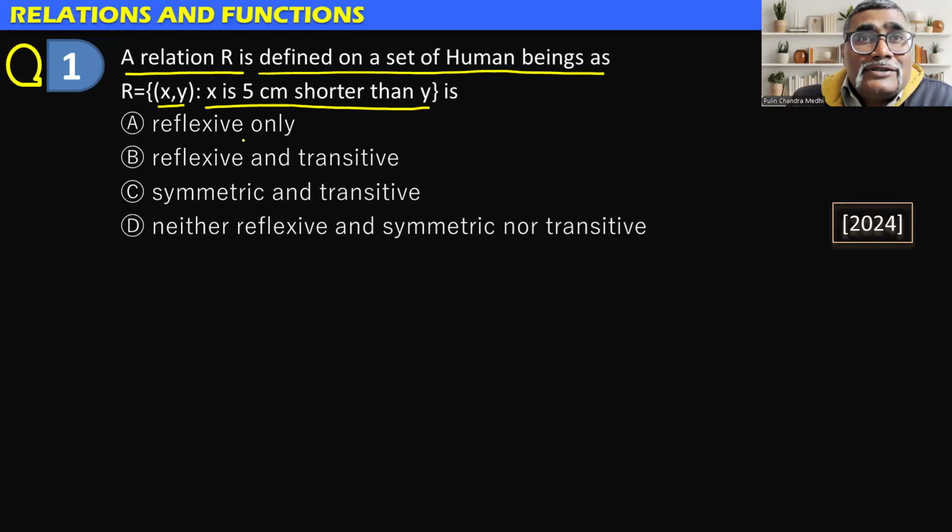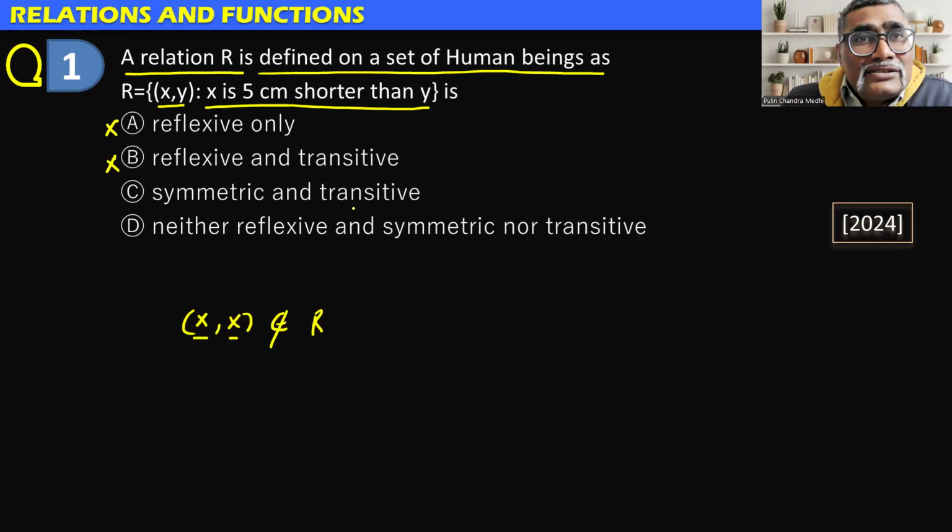Now you have to justify which will be true. It's very clear that (x, x) cannot be in R. Why? Because one person himself or herself cannot be 5 centimeters shorter. So x cannot be related to itself. So reflexive is not a possible case. Here reflexive is given, so obviously you can rule this out. It cannot be reflexive.